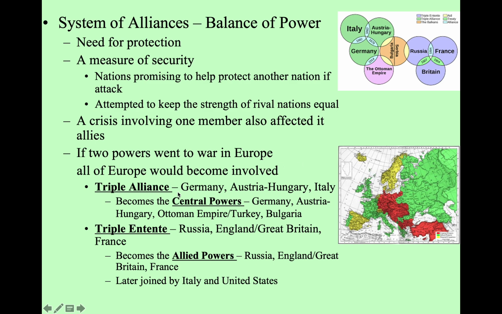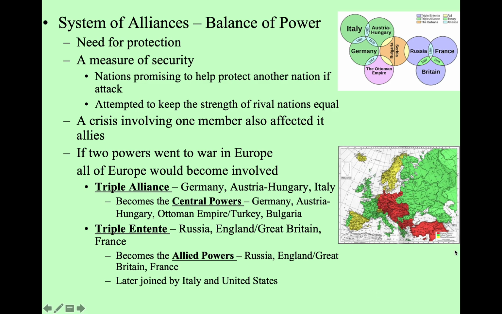While the Triple Alliance evolved to become the Central Powers, the Triple Entente, which was the alliance between Russia, England, and France, ultimately expanded to include several other countries. Russia, England, and France would join with Italy, Belgium, and eventually the United States to create the Allied powers.